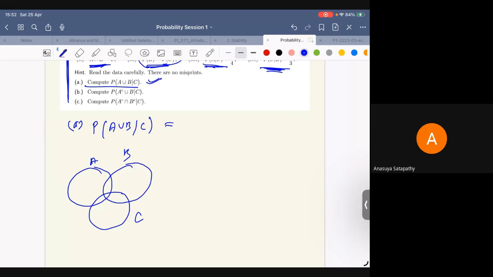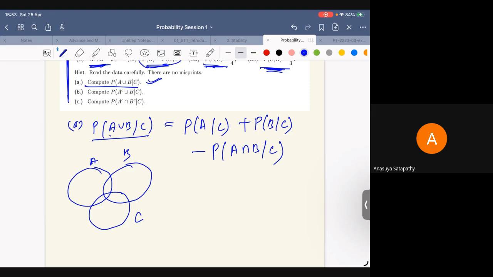Can I write this one as A given C? I'm just opening the union one plus probability of B given C minus probability of A intersection B given C. The C part remains the same, just the A union B part I'm opening. Is it the same thing that I'm writing? It's the same, because in conditional probability this part is fixed. The condition is fixed, so you can apply this formula.